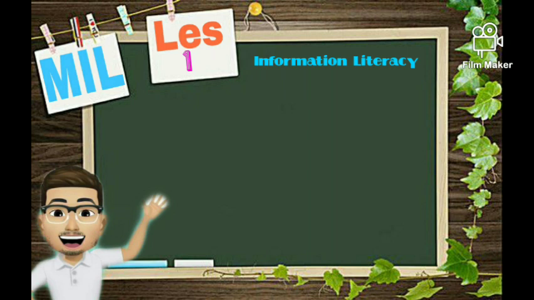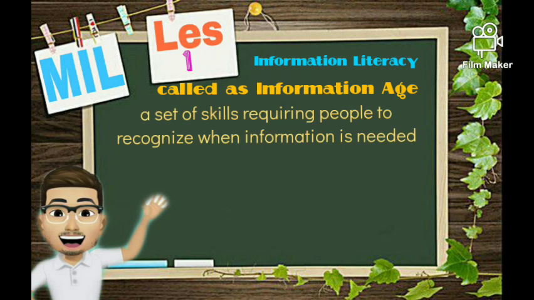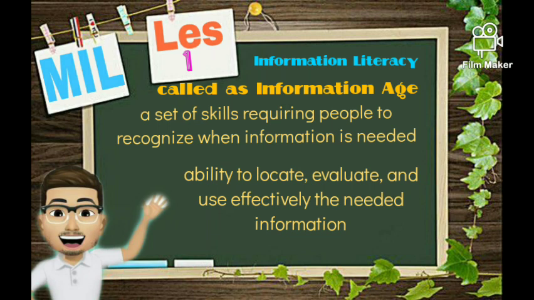Information literacy has been called the information age in the beginning of the 21st century because this is the part of human civilization where the explosion of information sources began. So we have so many sources of information. It is a set of skills requiring people to recognize when information is needed and the ability to locate, evaluate, and use effectively the needed information. So basically, we are bombarded with so many sources, and sometimes we are confused in choosing what information or what source to use.